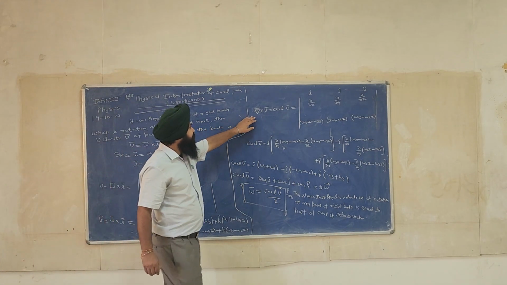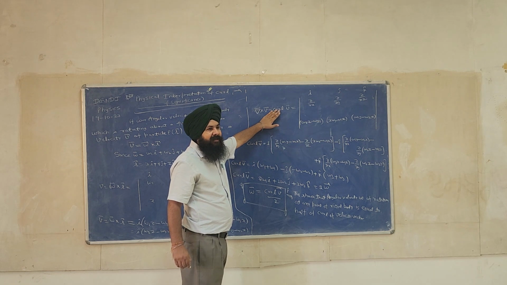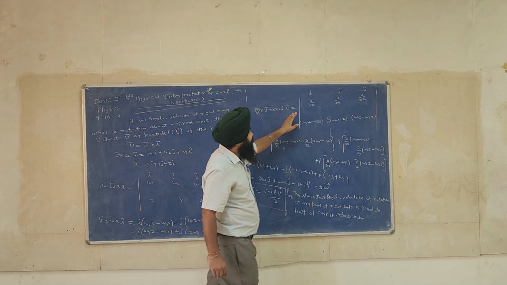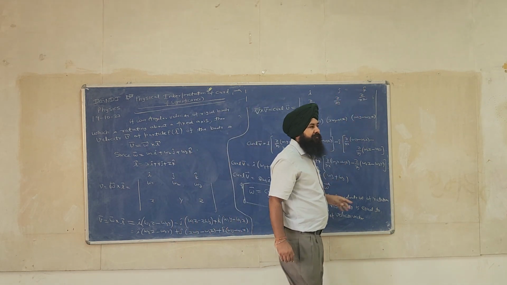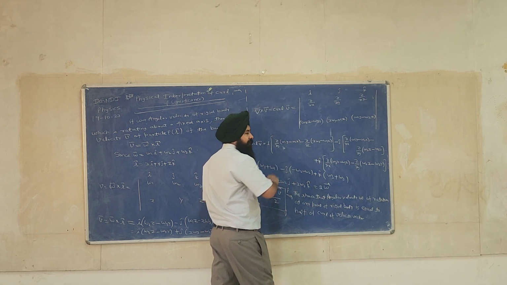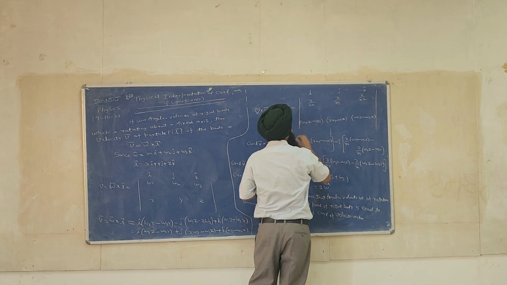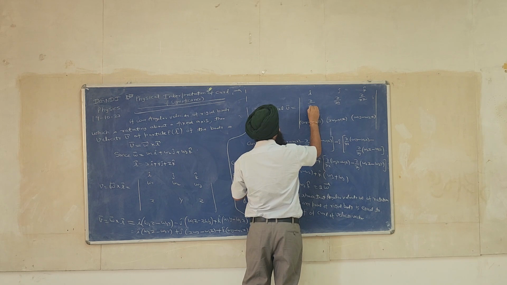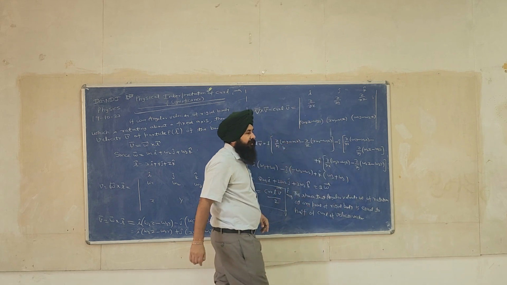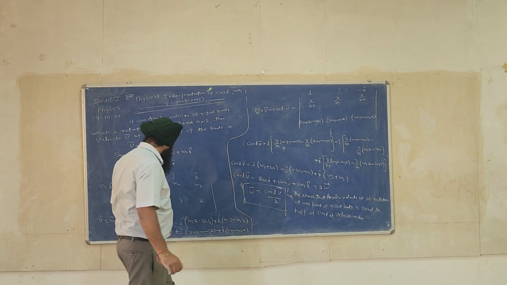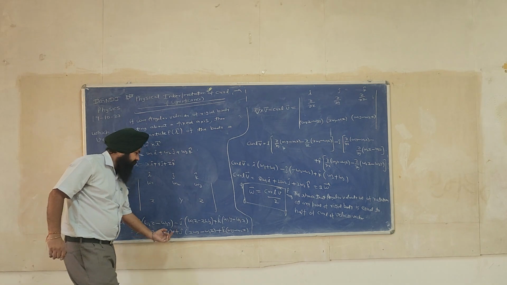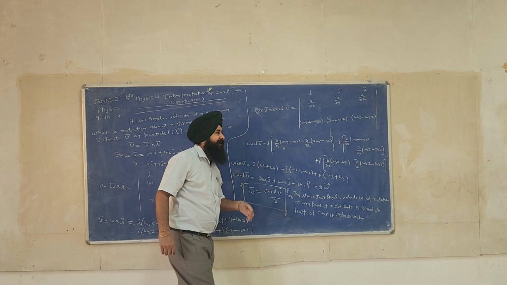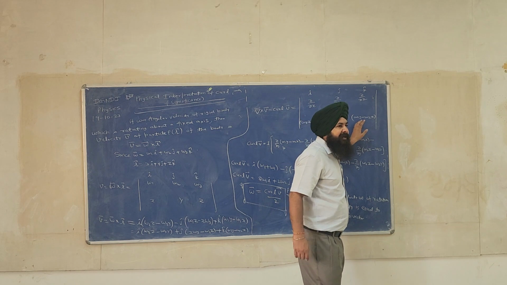Now what is curl of v? Curl of v is simply del cross v. There is i cap, j cap, k cap. What is del? The coefficients of del are curly by curly x, curly by curly y, curly by curly z. And put the coefficients of v. What are the coefficients of v? This is the x coefficient, this is the y, this is the z. So I have simply taken the cross product.